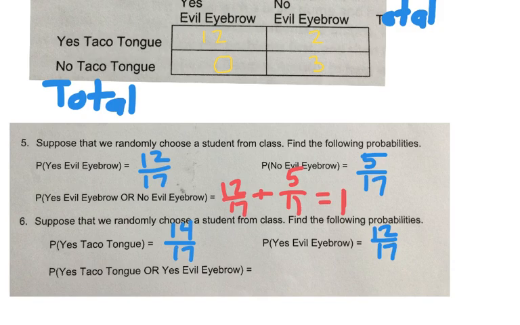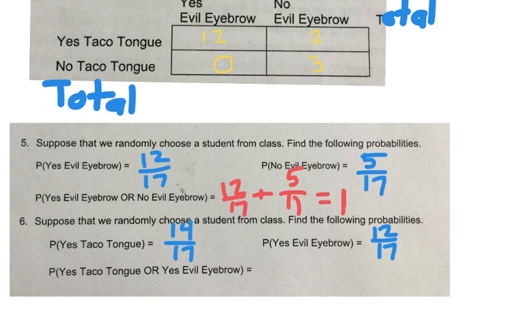And so now I'm looking for what's the probability that they said yes to the taco tongue or yes to the evil eyebrow? 16 out of 17. Okay, how did you get 16 out of 17? I just added this up. Is it the opposite this time? This doesn't make sense. What do you mean?